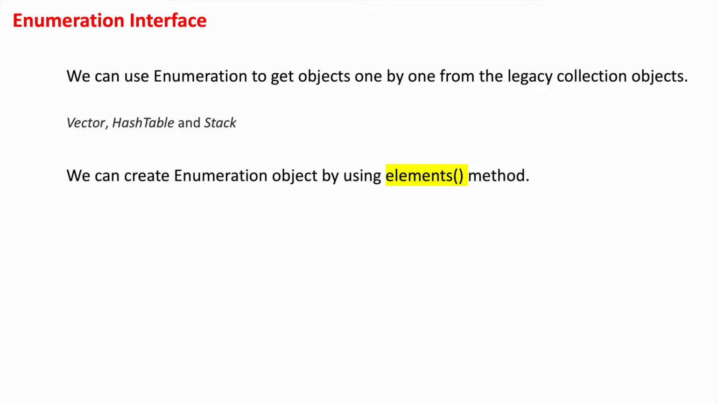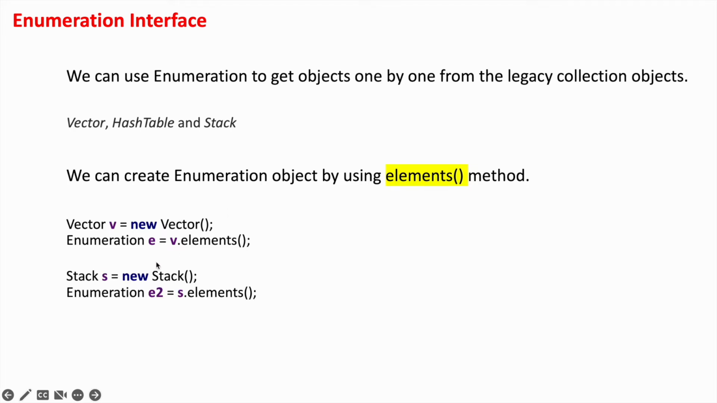This elements method is available in the legacy collection classes themselves. That is, the elements method is available in the Vector class, in Hashtable, and in the Stack class also. Now see, Vector v is equal to new Vector. So we have a Vector object. By using the Vector object and the elements method in the Vector class, we can create the enumeration object. So Enumeration e is equal to v.elements. This elements method is available in the Vector class.